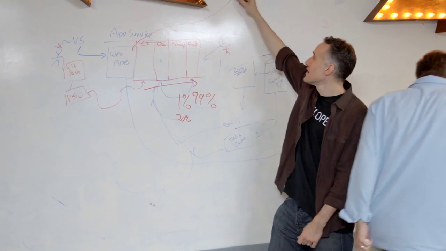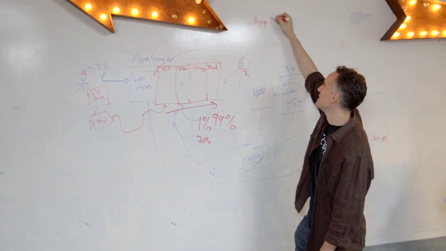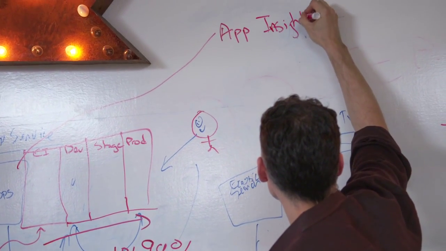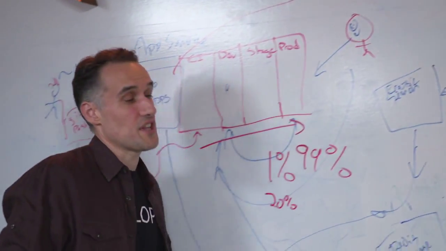Somewhere in here, we'll try Application Insights. Let's see if I can spell. That is the hardest part of Application Insights, spelling it dynamically.